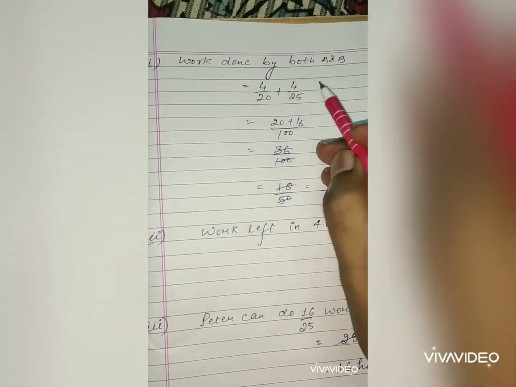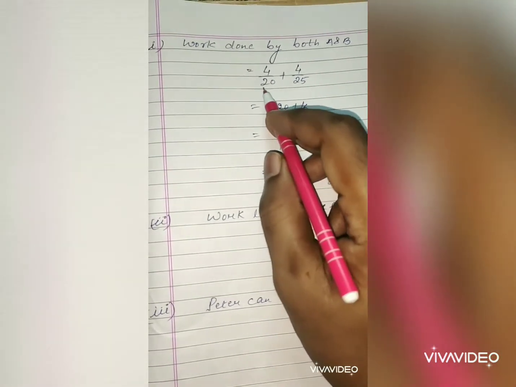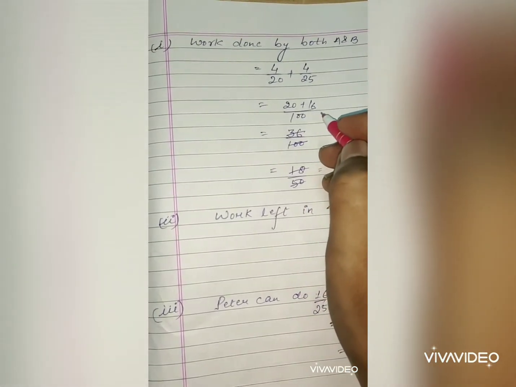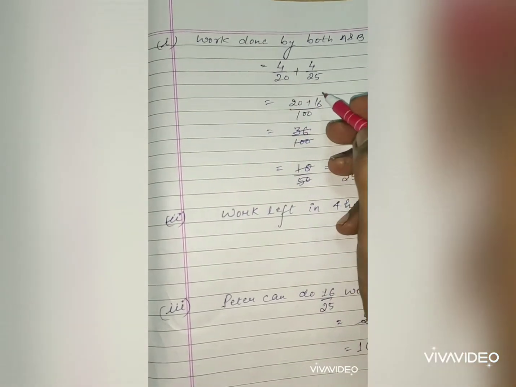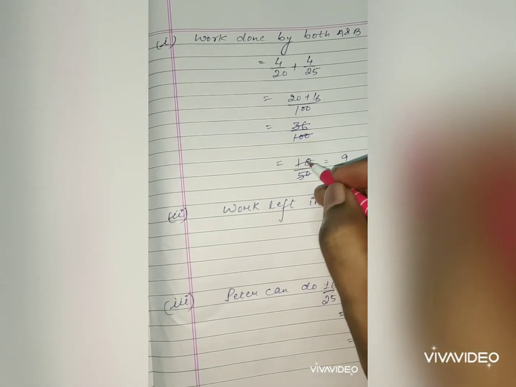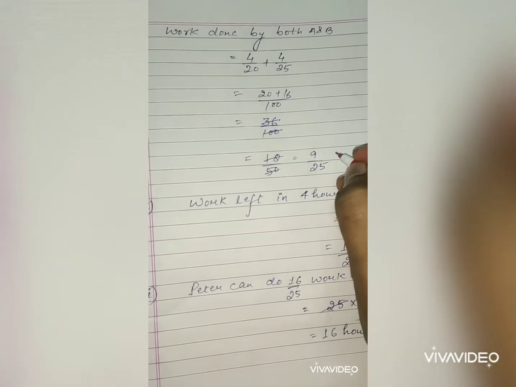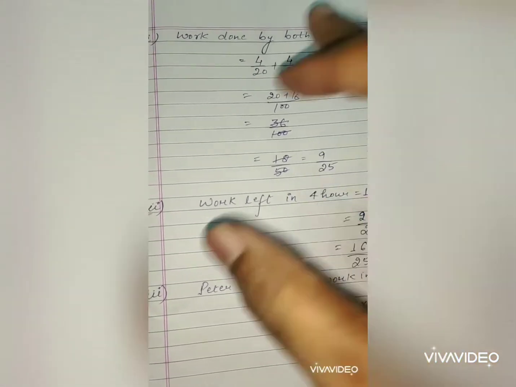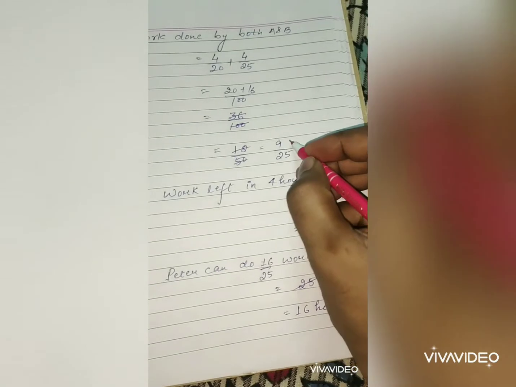So work done by both A and B is 4 upon 20 plus 4 upon 25. Take out the LCM, which is 100. Now 5 fours are 20, 25 fours are 100, and 4 fours are 16. So 20 plus 16 is 36 upon 100; cutting it down, you will get 9 upon 25. Out of the total work, they are completing 9 upon 25th of the work.